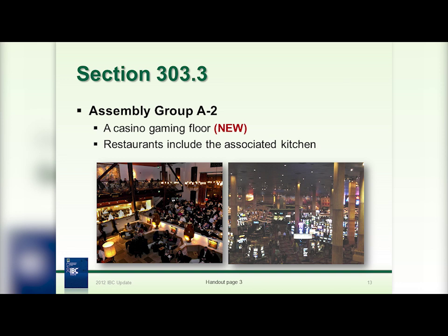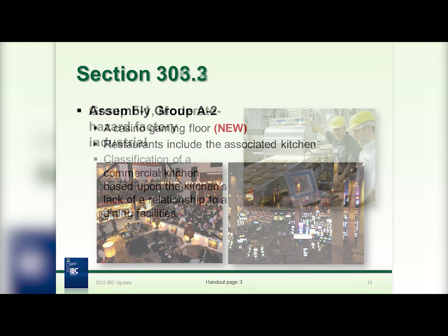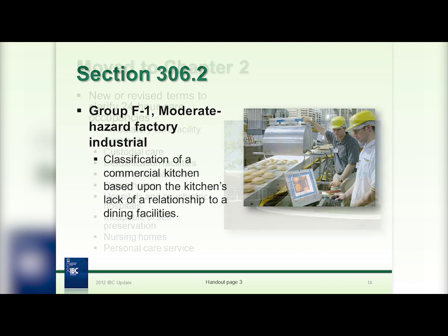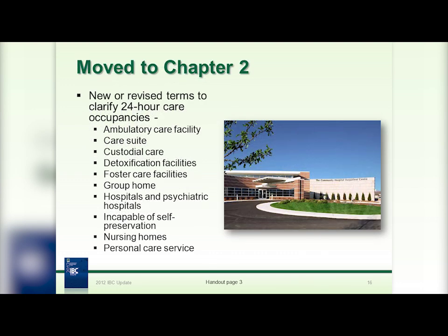So most of the provisions in these sections are not new, but a result of the new section numbers by the reorganization. What is new that was added to Group A2 is that a casino or gaming floor will now be considered a Group A2. They also specifically try to address kitchens. If a kitchen has a restaurant associated with it, it would be an A2. If a kitchen does not have a restaurant associated with it, it's a commercial kitchen and it would be considered an F1 moderate hazard.